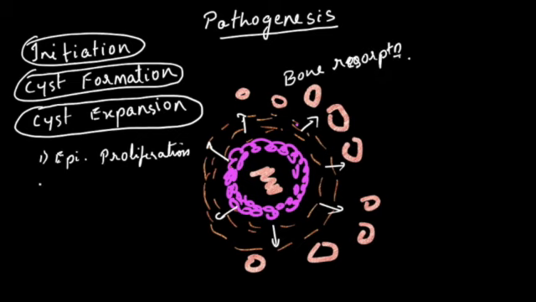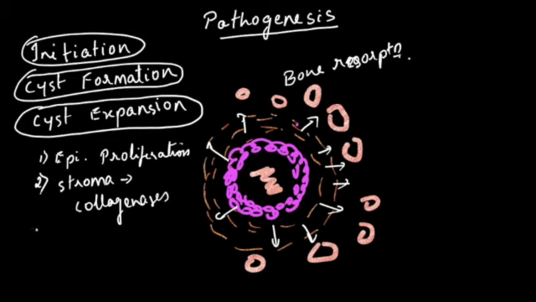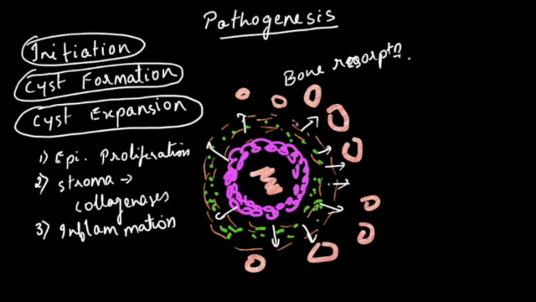The second point is the stroma, which releases collagenases, the enzymes, which again bring about the bone resorption. Third is the inflammation itself. It's an inflammatory cyst, so let's draw the inflammatory cells in the stroma. Here, these are the inflammatory cells, lymphocytes, etc.